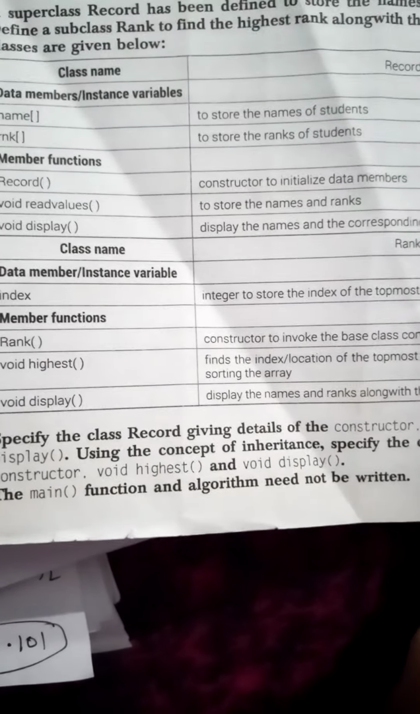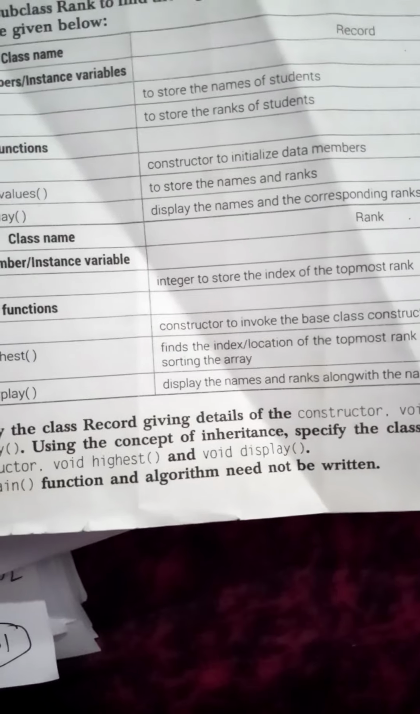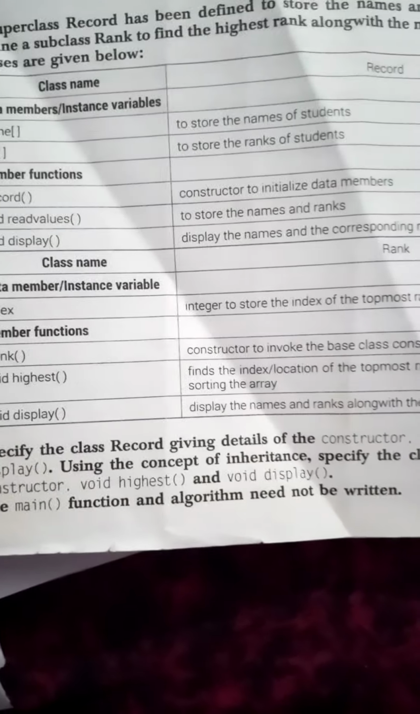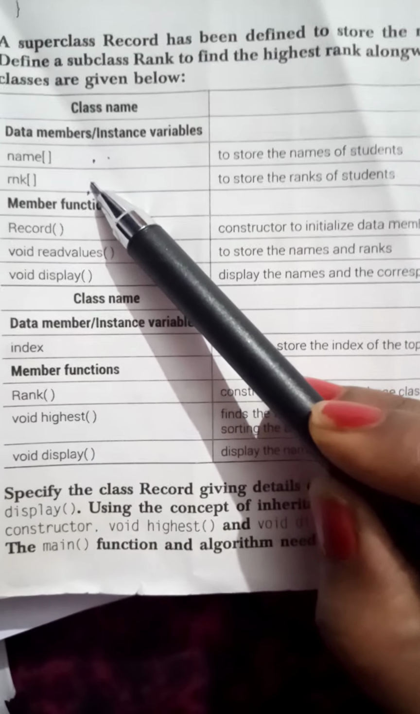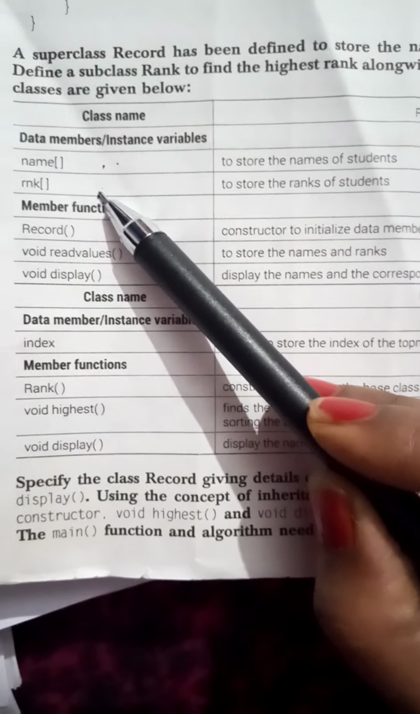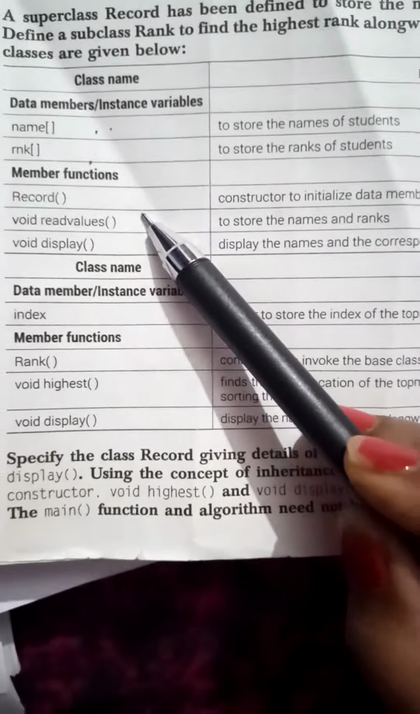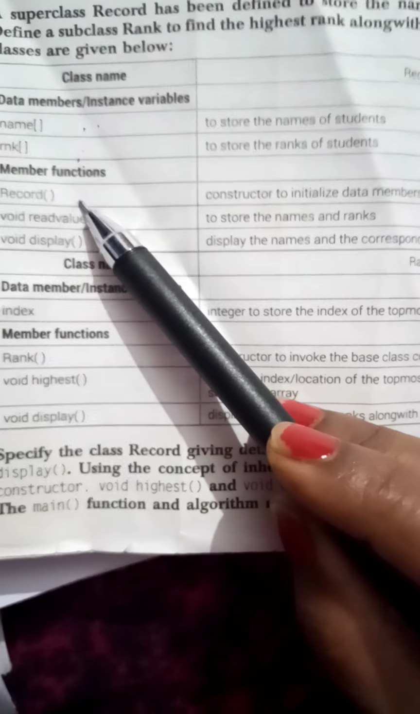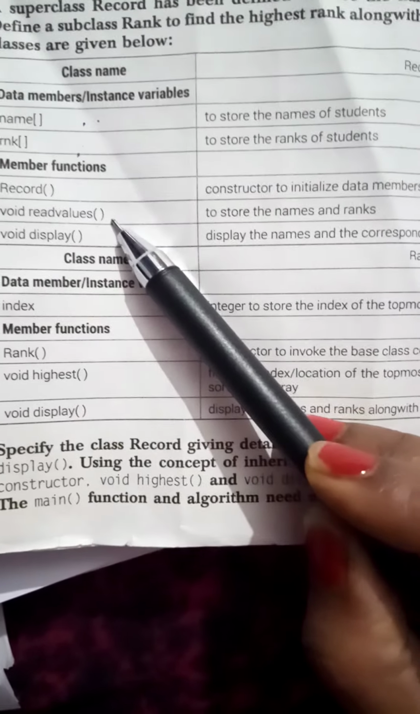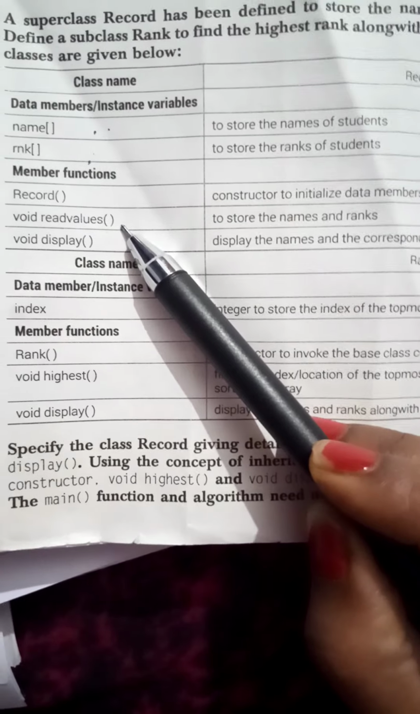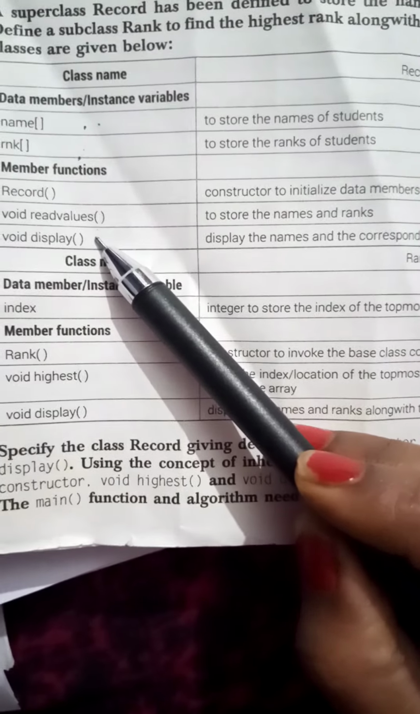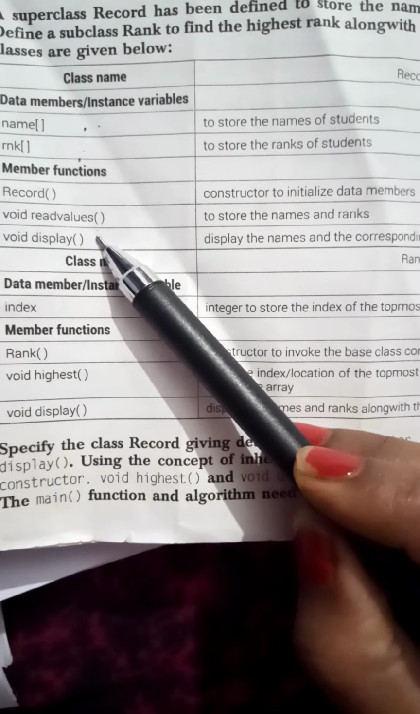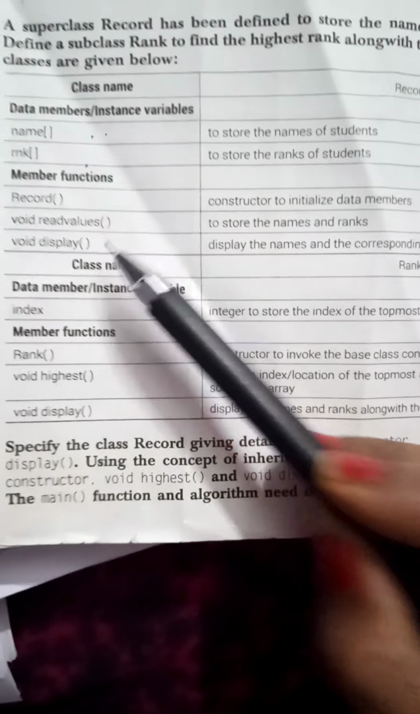So in class record there will be two data members, two arrays, one to store 50 names and one to store 50 ranks. Three functions: one will be the constructor to initialize data members, second to read values, or to store the names and ranks, and the third one will be used to display the names and the corresponding rank.